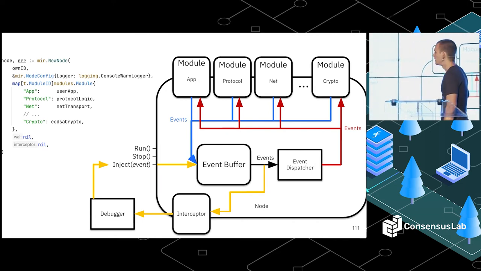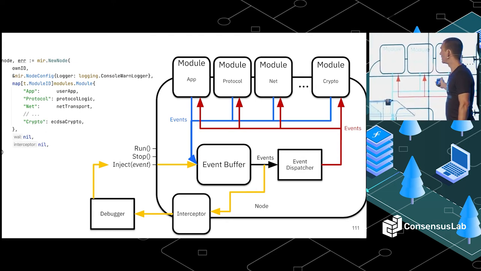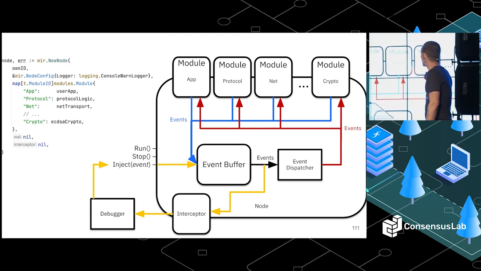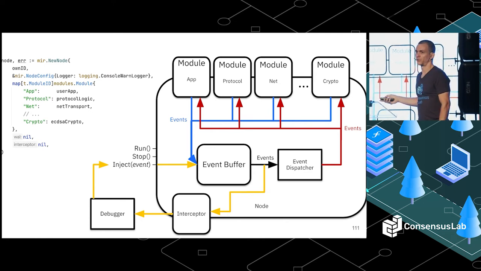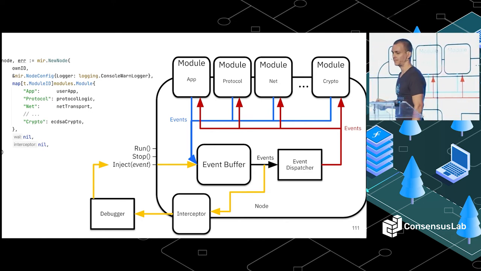You can even save the trace of the events, and you can instrument your code. You can change the implementation and then replay the sequence of events to see what was happening and what was wrong with your code.